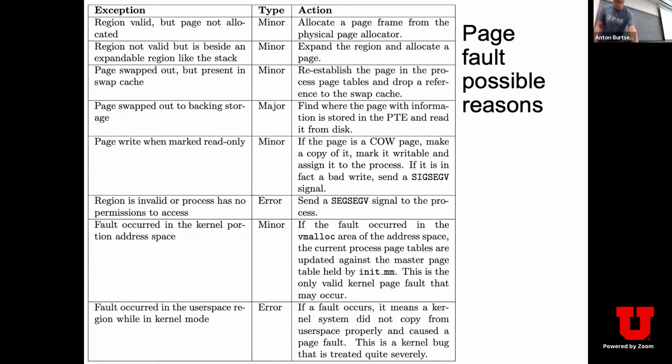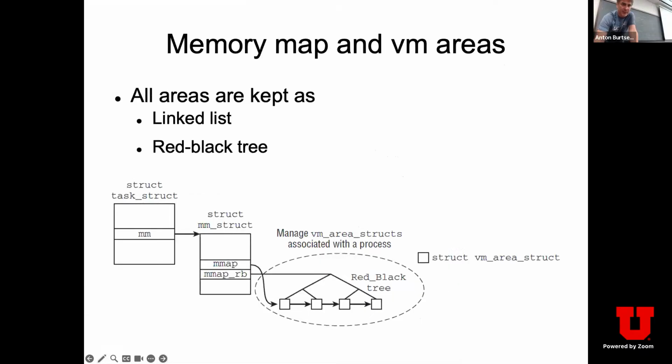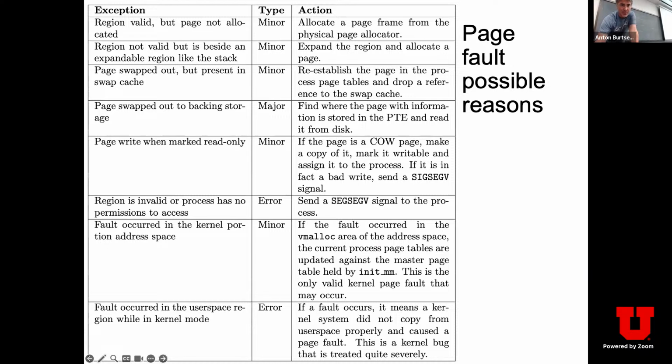So it makes sense. For example, the page is swapped out, but present in the swap cache. So the swap cache today is really a buffer cache. The idea is that somehow you are trying to take the page down to disk, but it's still present in a cache, or maybe someone brought it back and it was previously unmapped from your address space and later on was brought back because someone already paged it in, right? And in this case you again just reestablish the page in the process page tables and drop the reference to the swap cache. So essentially just map the page in.